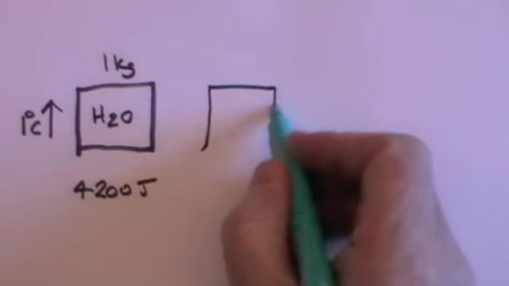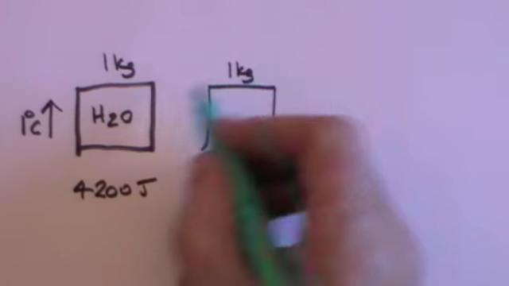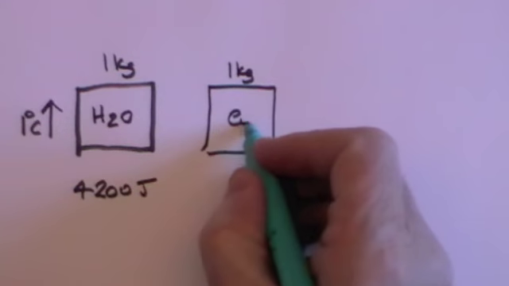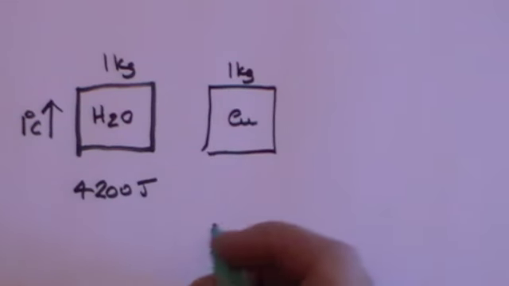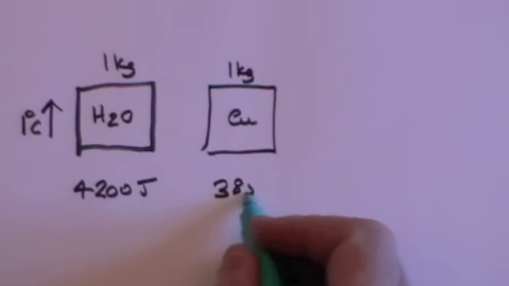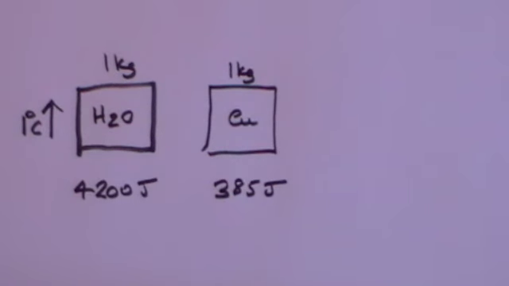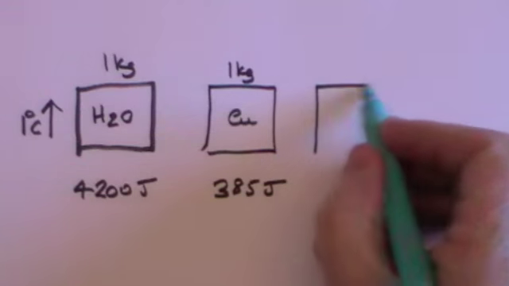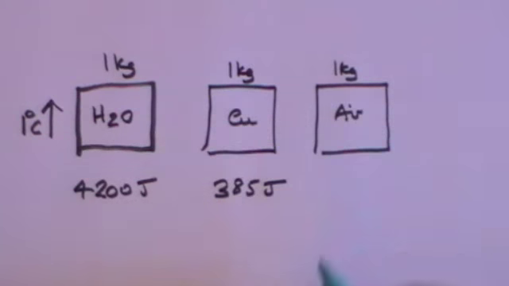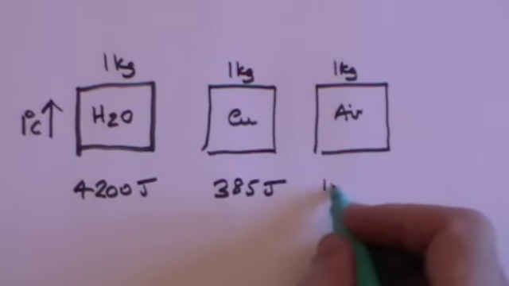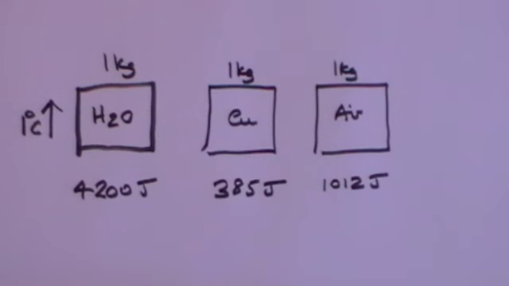On the other hand, if you have 1 kilogram, so it's the same mass as water, but this time it's 1 kilogram of copper, and you want to raise the temperature by just 1 degree centigrade, you only have to put in 385 joules of energy. If you have 1 kilogram of air, so same mass, just a different material, you'll need to put in 1012 joules to get a temperature rise of 1 degree.